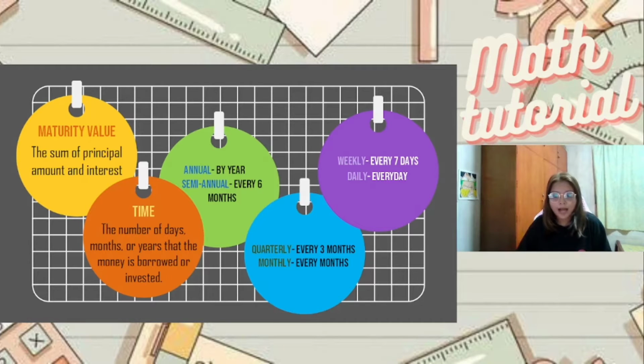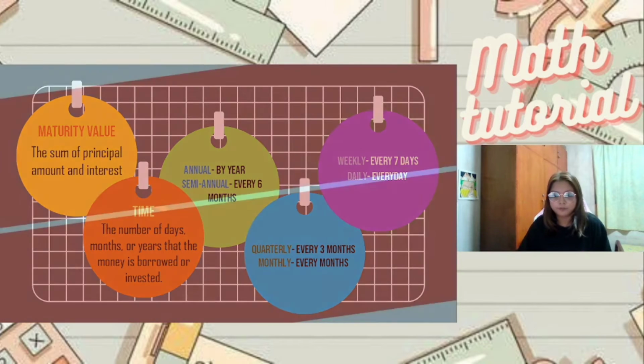So, sa time, nahati ito sa 6 na parts. Annual, ito yung palaging ginagamit sa simple interest. Yung annual is by year siya. So, yung semi-annual naman is every 6 months. While yung quarterly is every 3 months. Yung quarterly, kadalasan ito nakikita for school, sa tuition fees. Monthly din, pwede rin siya sa schools and sa binabayaran natin sa kuryente at tubig. We also have weekly, which is every 7 days, and daily, which is every day.